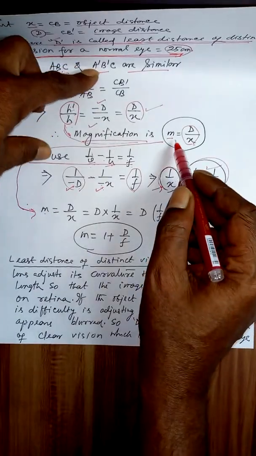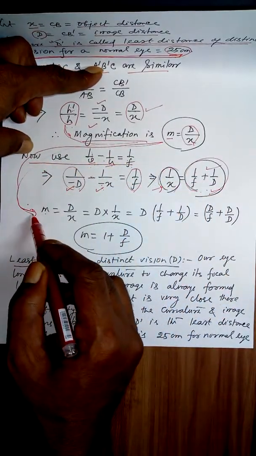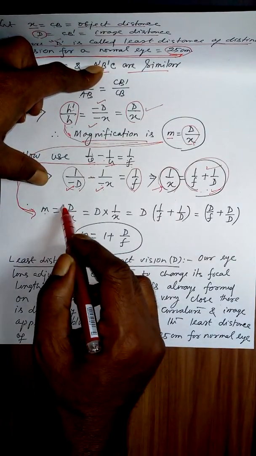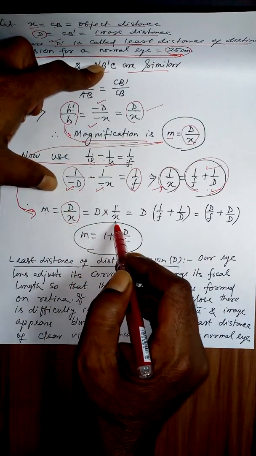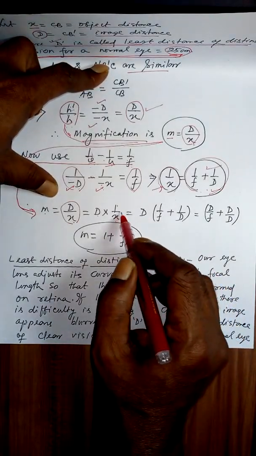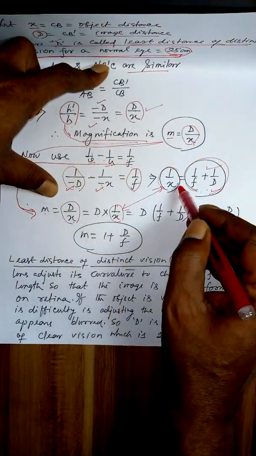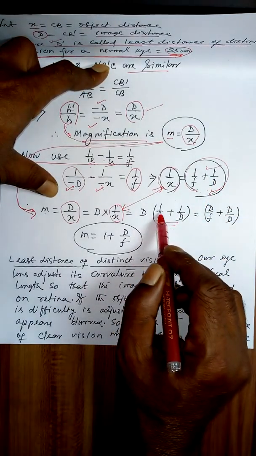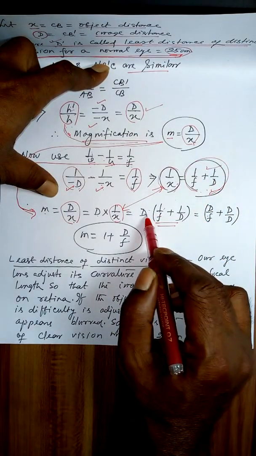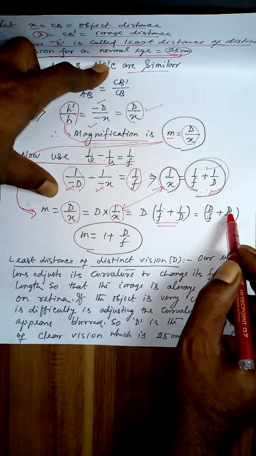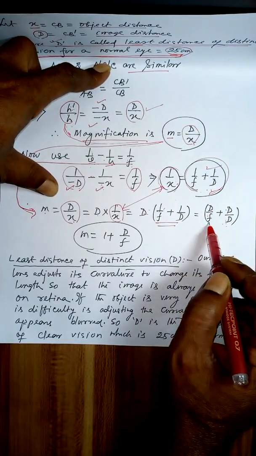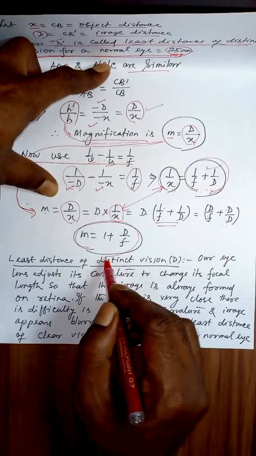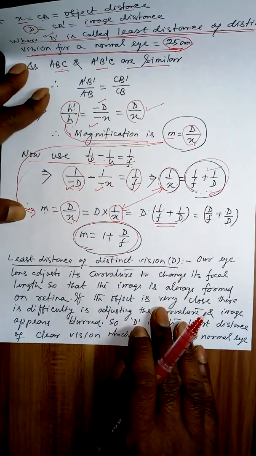Now if you look at this, magnification is d over x. That can be rewritten as d into 1 over x. So for 1 over x, I substitute this value, 1/f plus 1/d. I take d inside, this becomes d by f, and d by d. So this becomes 1 plus d by f, which is your magnification when the image is at the least distance of distinct vision.